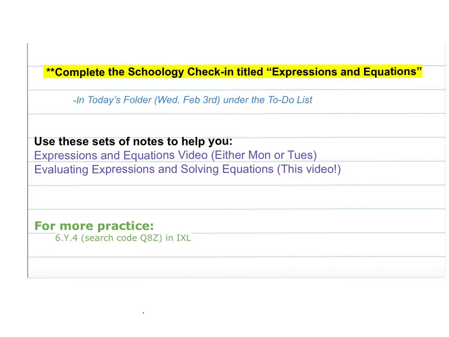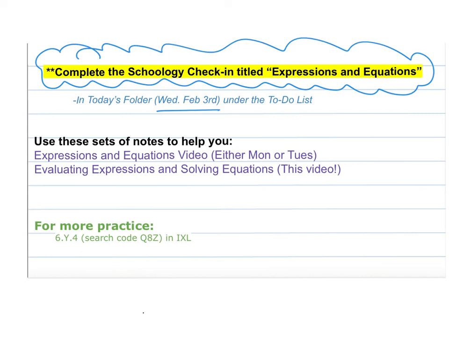So that tells me that if I put 6 in there, that makes this statement true. All right, so the last thing you need to do today is go back to the Schoology folder, which is Wednesday, February 3rd, under the to-do list, and find the Schoology check-in titled Expressions and Equations. Complete it, using the notes from either yesterday or Monday, whichever day you were not on Zoom watching the video, and use your notes from today. Do your very best. Make sure you submit it when you're done.